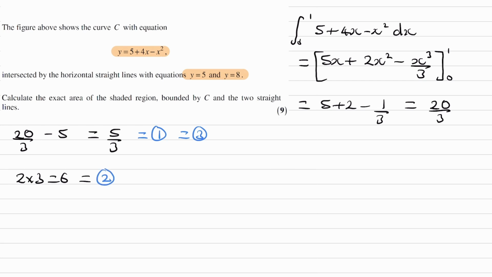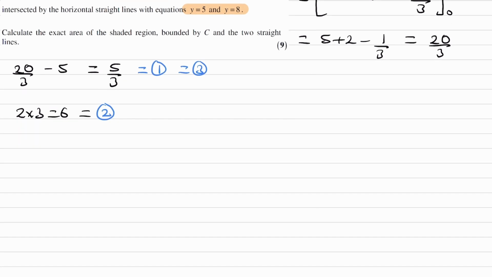And then we just add up the three areas. So the area is area 1 plus area 2 plus area 3. That would be 5 over 3 times 2, which is area 1 plus area 3, and then add area 2. This is 10 over 3 plus 6, which is 28 over 3. And that would be the final answer.